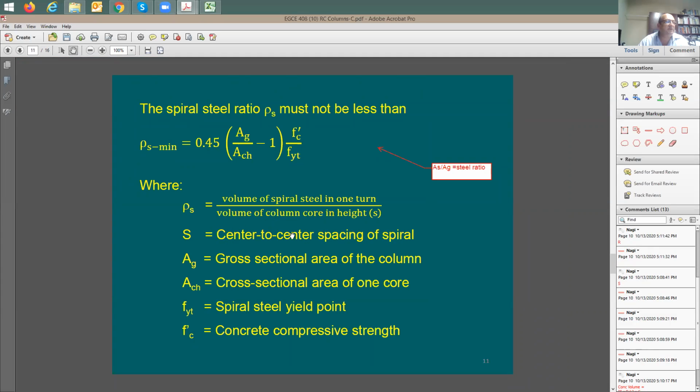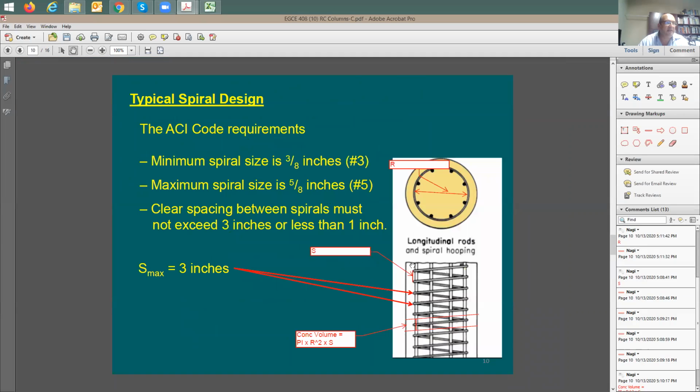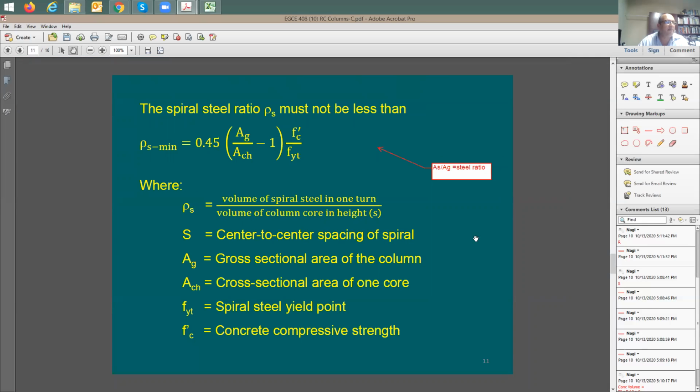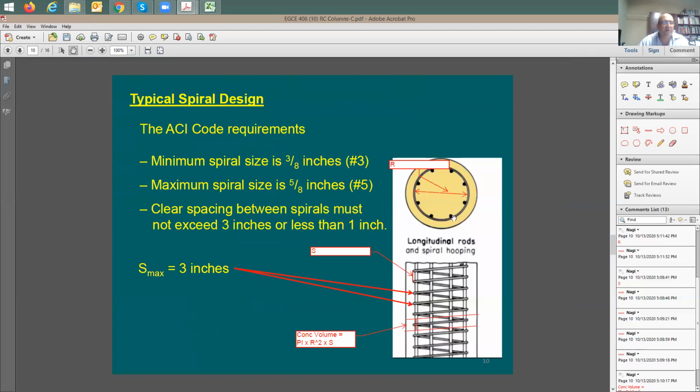S is the center to center spacing of the spiral. A sub G is the cross section area of the column in this equation. A sub CH is the cross section area of one core. Which core? You can see this concrete core here.